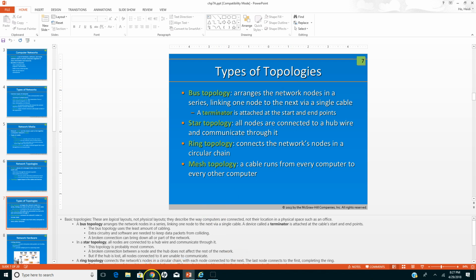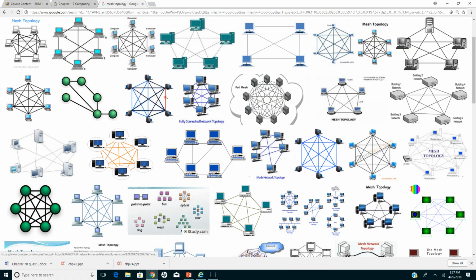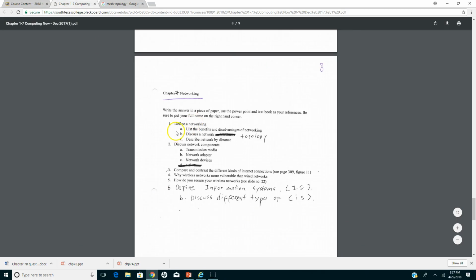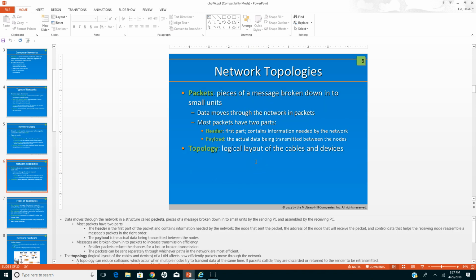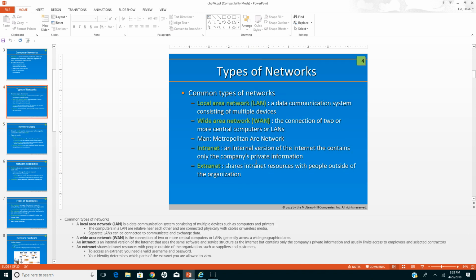All right. What's the next question here? The next question is 1B, describe networks by distance. Okay, let me mention this. Let's go to slide number 4.